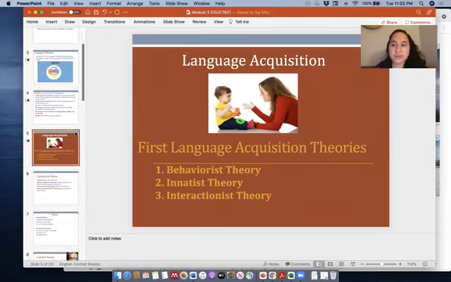So first, we're going to discuss first language acquisition theories. And there are three: behaviorist, innatist, and interactionist theory. Then we'll discuss how these three apply to second language acquisition.